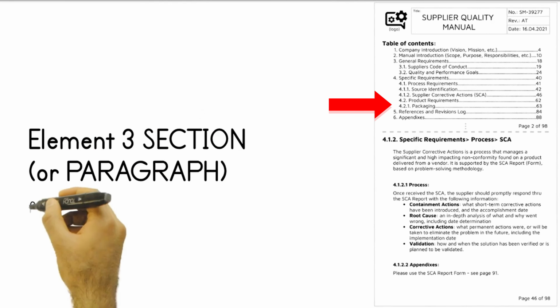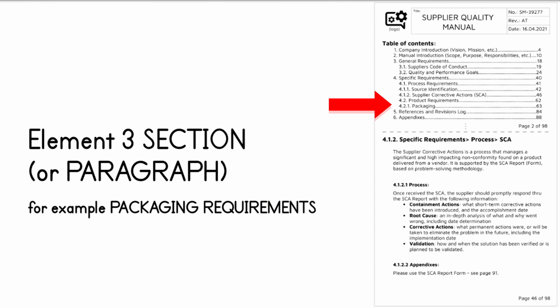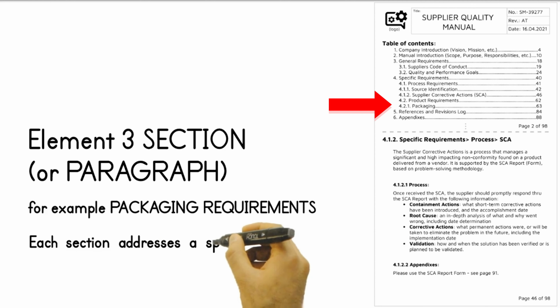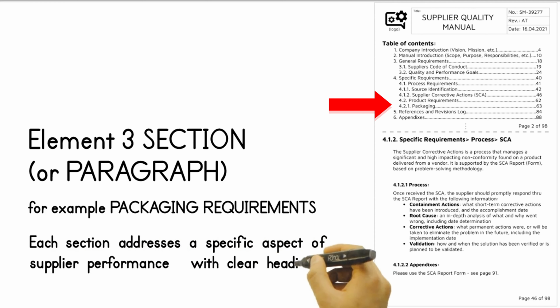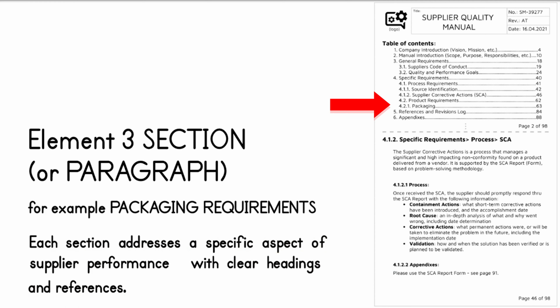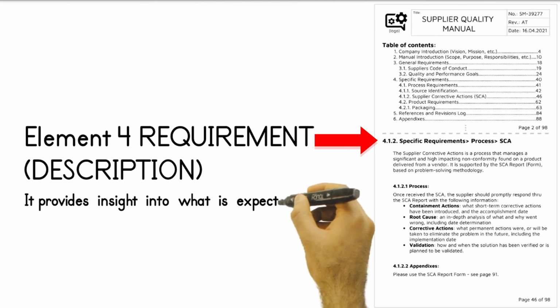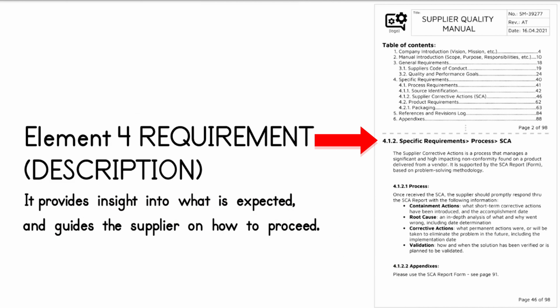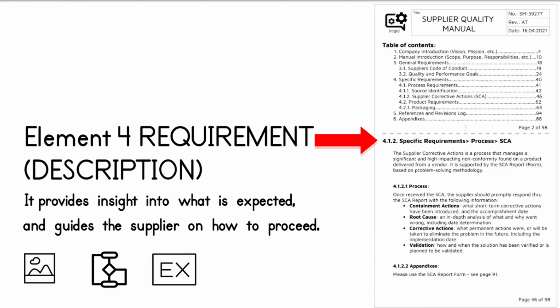Each key topic is organized into a section or paragraph. For example, paragraph 4.2.1 describes packaging requirements, which might include standards for protective packaging, labeling instructions, shipping damage prevention methods. Each section addresses a specific aspect of supplier performance, with clear headings and references. The requirement description provides insight into what is expected, and guides the supplier on how to proceed. A best practice is to explain each requirement step by step and include graphics, flowcharts, or examples to enhance clarity.